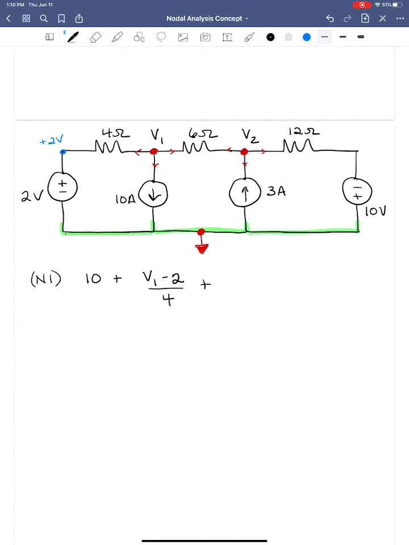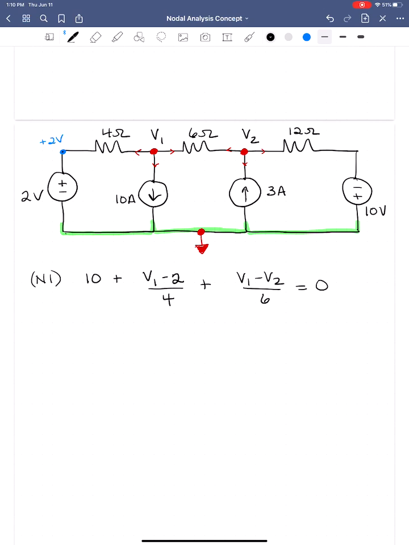Plus the current flowing to the right. We want the current now flowing in this direction, which will imply a voltage drop with that polarity. So we will have plus V1 minus V2 as our voltage drop, so plus V1 minus V2 over 6. So we've got our 3 expressions for the current flowing in each direction: right, left, and down. For node 1, we can sum to 0.